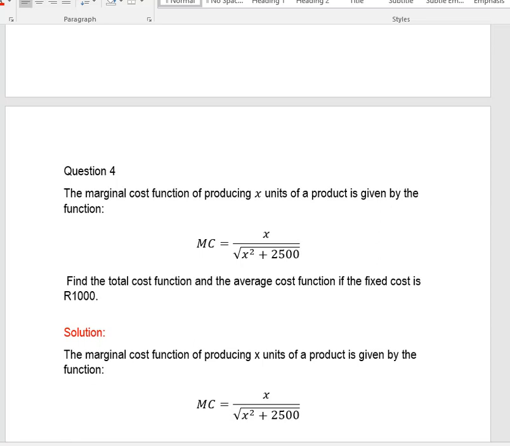Hello students, you are welcome back to the continuation of week 10's tutorial work, still on applications of integration. We shall now look at question 4.